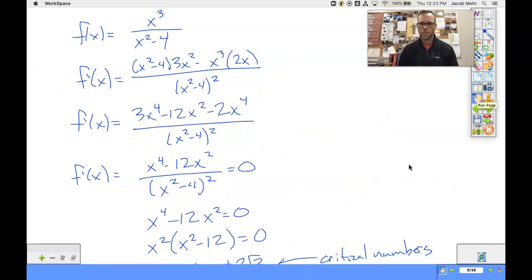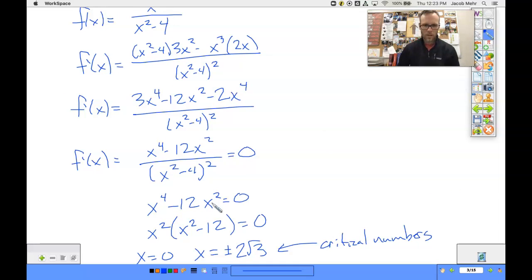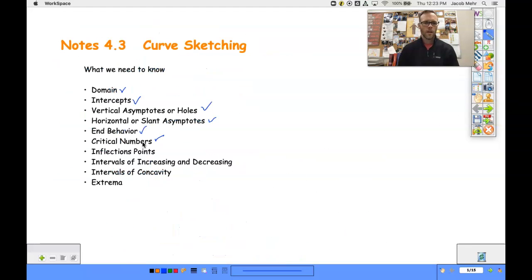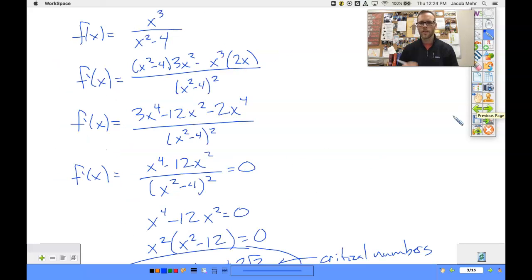So we've got critical numbers at 0 and plus or minus 2 root 3. And 0 is a point of inflection, so it's also a critical number and a point of inflection, which makes it kind of interesting. We'll get to that. All right, so now we're to the point where we want to put together intervals of increasing and decreasing, and where it's concave up and concave down. Now I'm going to show you how I do this, and I think it's really nice. Like I said, it kind of graphs itself.